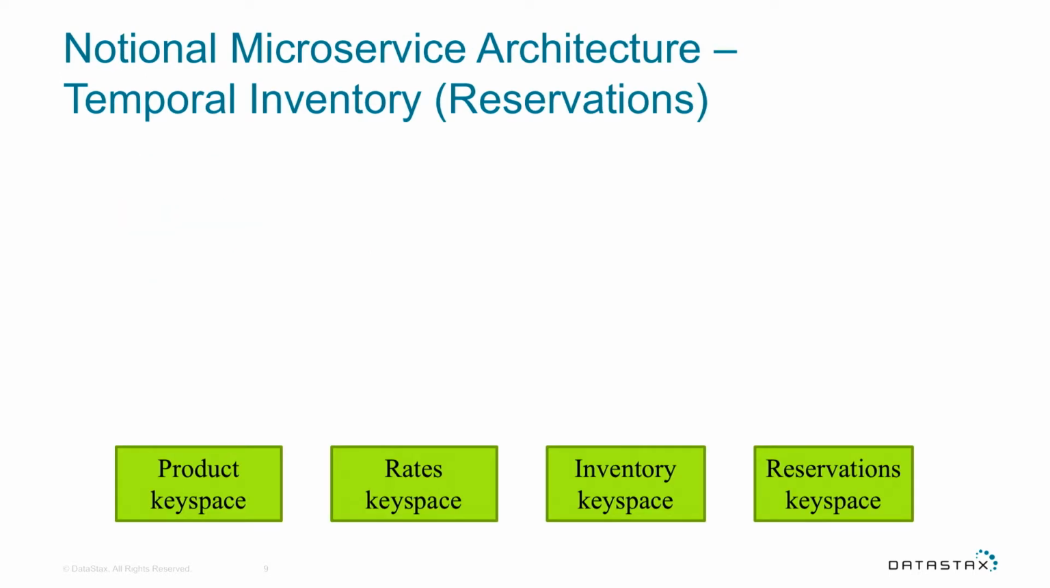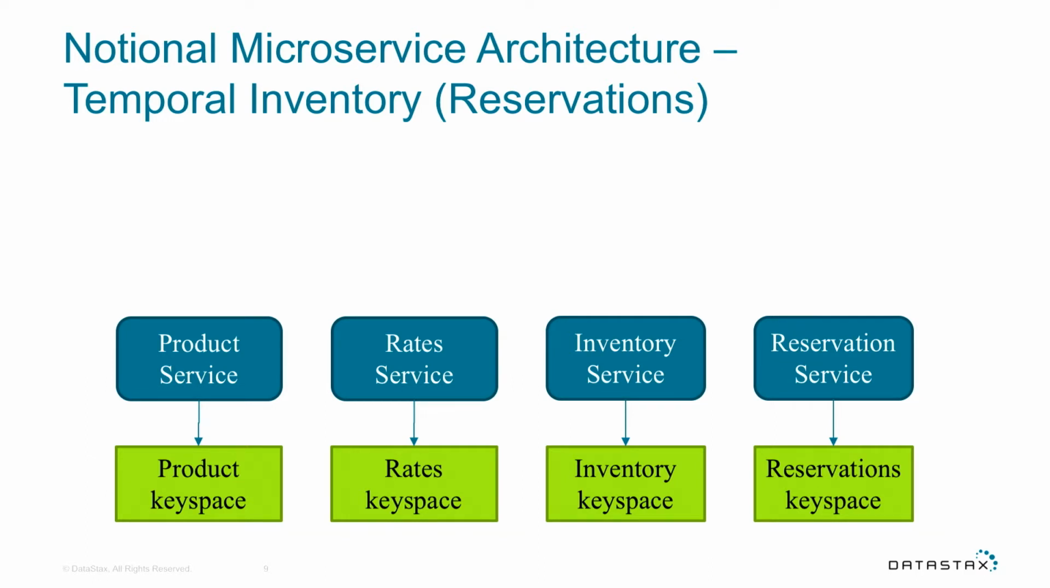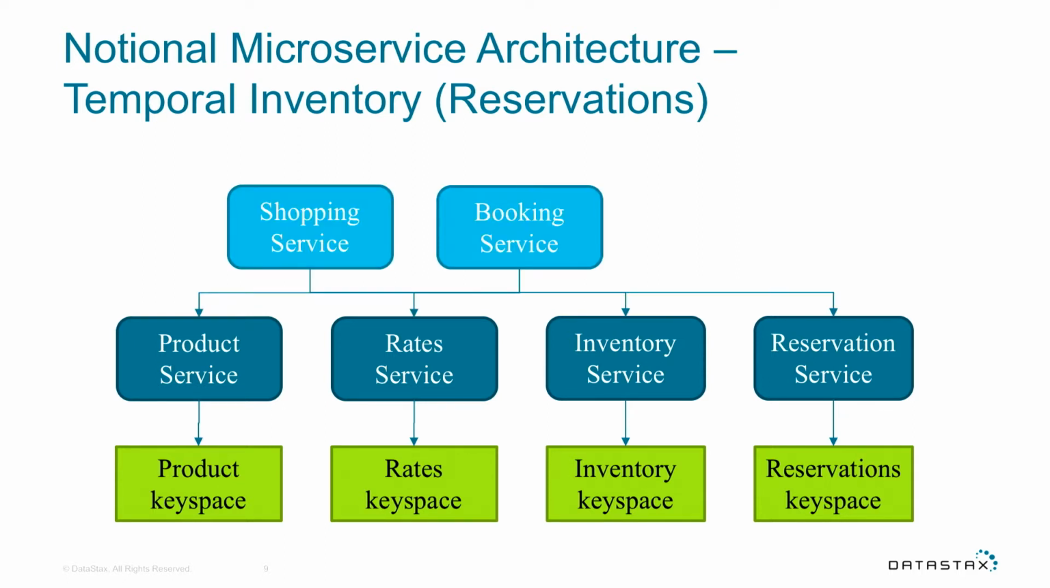Here is a notional microservice architecture that separates out different types of data into different services for products, rates, inventory, and reservations. We may also have services that implement business processes like shopping and booking. There are also data maintenance applications. These can take a couple of forms. Some of these applications are responsible for synchronizing data with external systems, and these can get fairly complex. We may also have applications that our operations team uses to debug problems or to diagnose customer service issues.